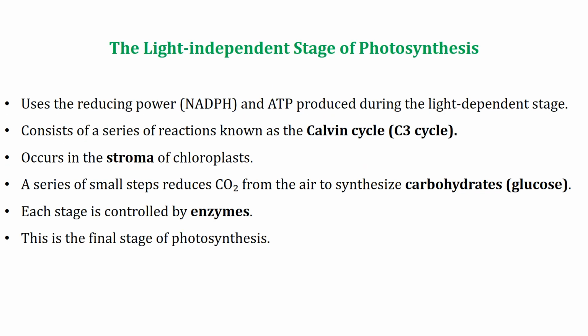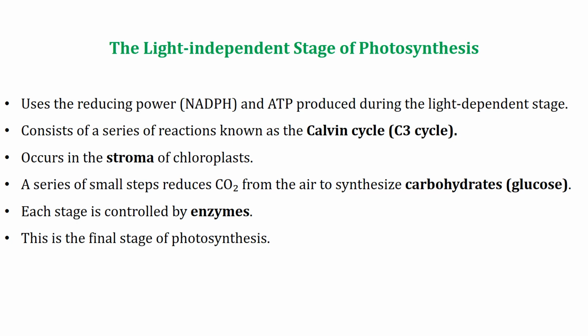It takes place in the stroma of the chloroplast and involves a sequence of enzyme-controlled reactions called the Calvin cycle. Here, carbon dioxide is reduced and carbohydrates like glucose are synthesized. This is the final stage of photosynthesis.